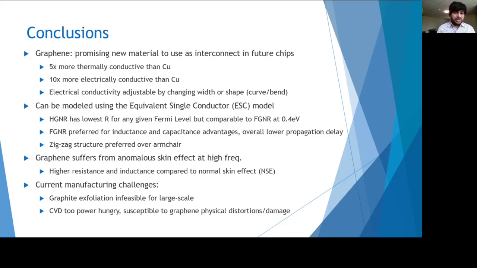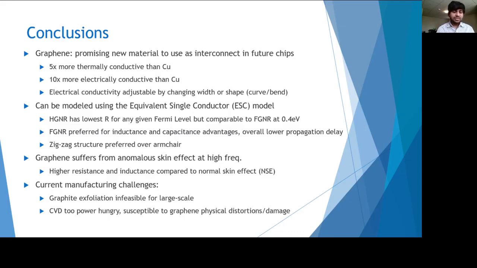Graphene suffers from the anomalous skin effect at high frequency rather than the normal skin effect, so that results in higher resistance and inductance compared to a normal skin effect. But it's still a better conductor than copper is, even with that effect taken into account.